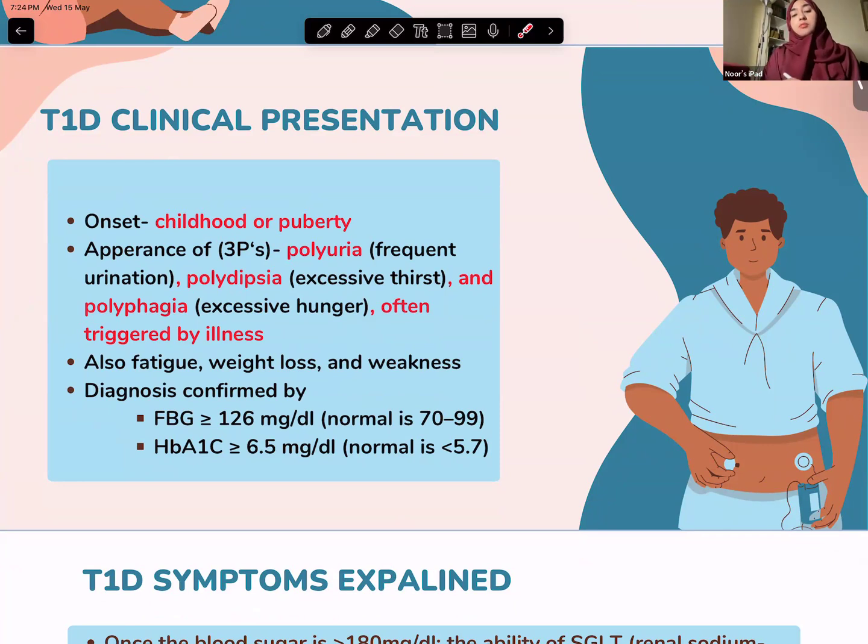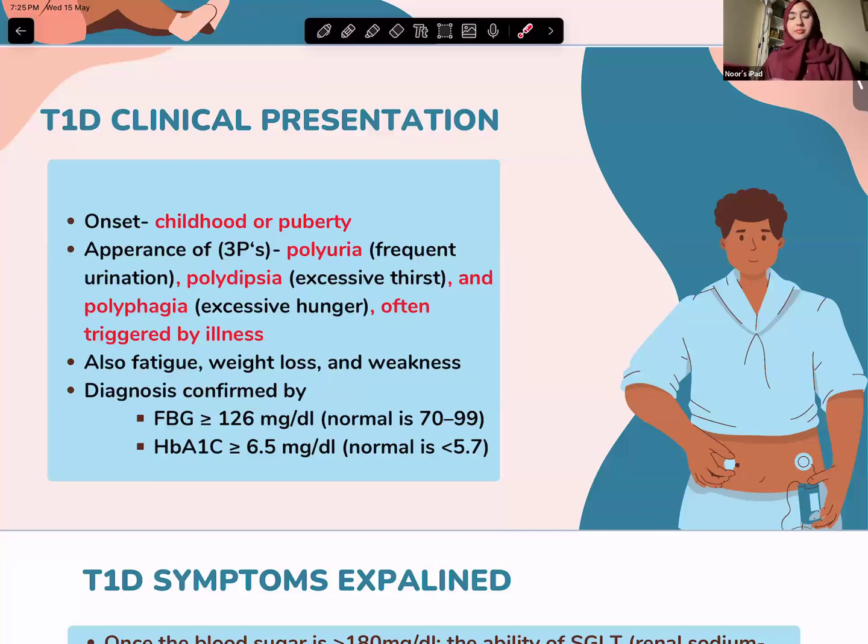Remember, the onset of type 1 diabetes is basically in the pediatric population, childhood or puberty. The classical presentation is the 3 Ps: polyuria, polydipsia, and polyphagia. Polyuria is frequent urination, polydipsia is excessive thirst, and polyphagia is excessive hunger. So remember, type 1 diabetes, 3 Ps: polyuria, polydipsia, polyphagia. This is really important. You can get this in an SAQ. Also, the patient will have fatigue, weight loss, and weakness.